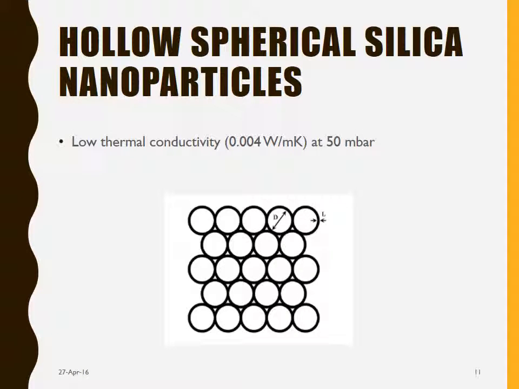The second material of construction is hollow sphere nanosilica. This is a schematic representation of these silica particles. Now it is obvious that the conductivity will depend on parameters like packing factor of these spheres, diameter of the spheres, shell thickness, and the intrinsic properties of the shell material.